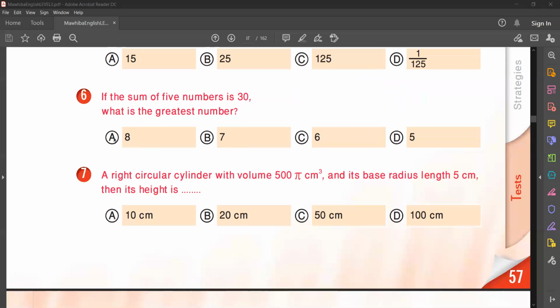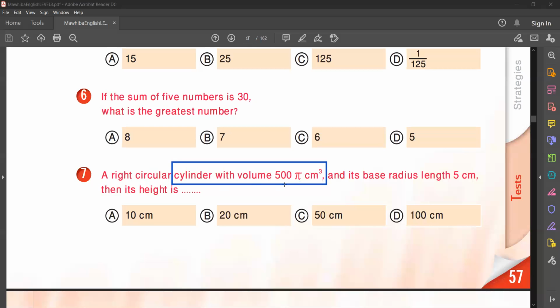Number 7 said, a right circular cylinder with volume 500 pi centimeter cube, and its base radius length is 5 centimeter. Then what is its height? So here we have the volume of a cylinder. What is the volume of a cylinder? The rules may be given in the exam. You can read the problem, cylinder, volume of cylinder.